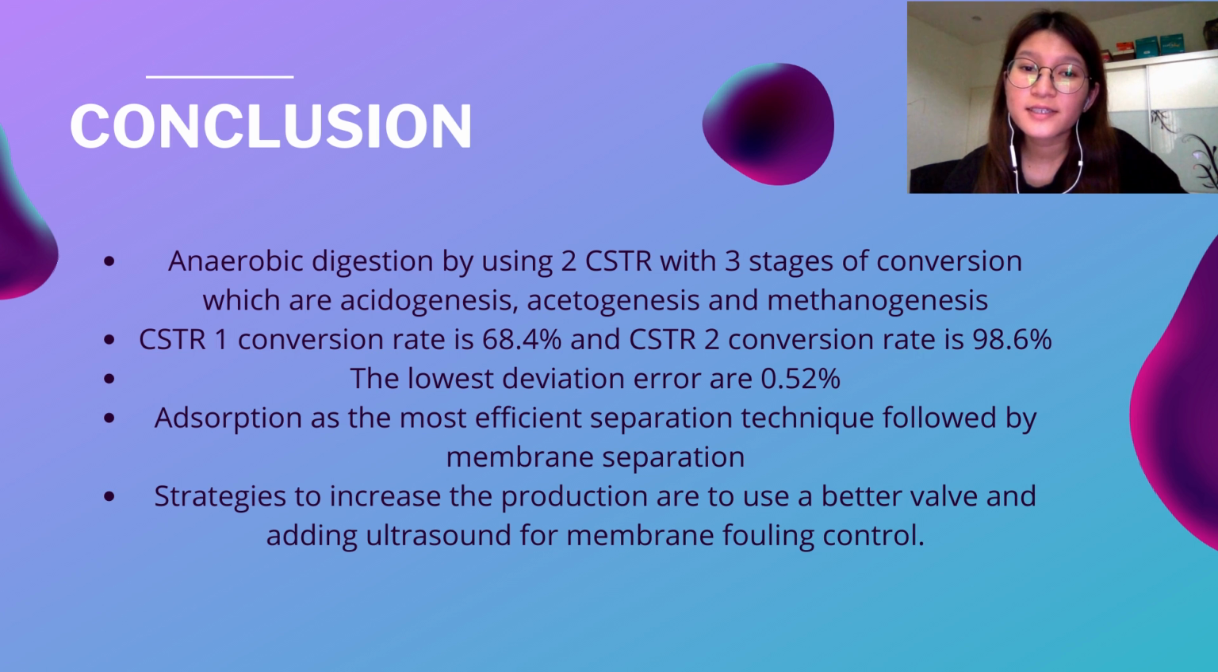To conclude our integrated design project from the reaction engineering 1 part, anaerobic digestion occurs by using 2 CSTR with 3 stages of conversion, which are acidogenesis, acetogenesis, and also methanogenesis. From the process modeling and simulation part, the conversion rate of the first CSTR is found to be 68.4%, while the second CSTR conversion rate is 98.6%. The lowest deviation error between the simulation calculation and the manual calculation is found to be 0.52%.